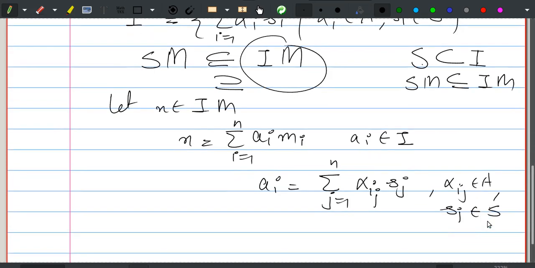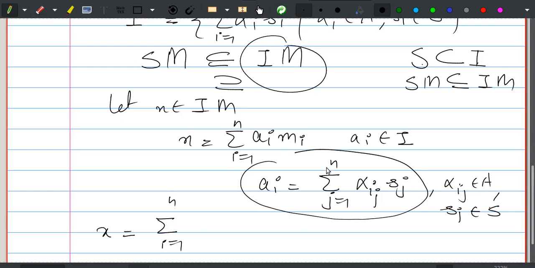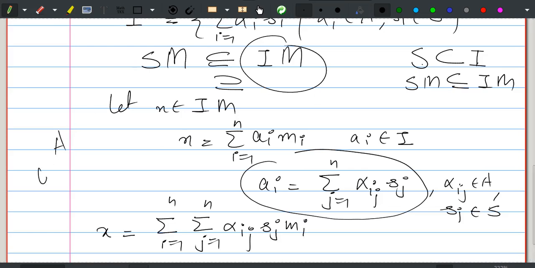Now let us look at what the element x in IM looks like. So x is the sum, i goes from 1 to n. Now this a_i we can replace with this expression over here. So this is the sum, j runs from 1 to m, of alpha_ij s_j, times m_i. Now note that A is a commutative ring and there is no concept of left A or right A modules, so we can commute these elements.